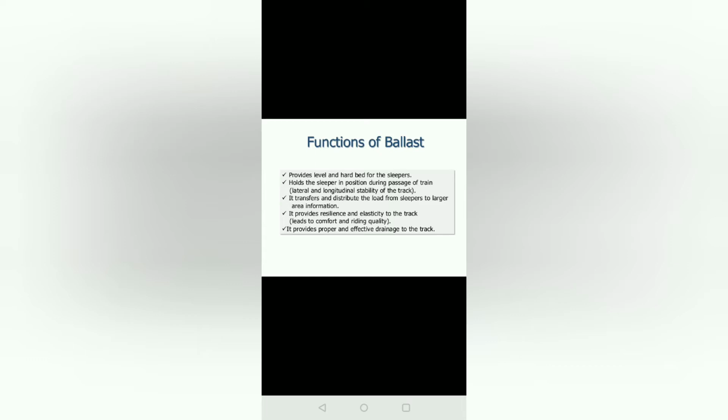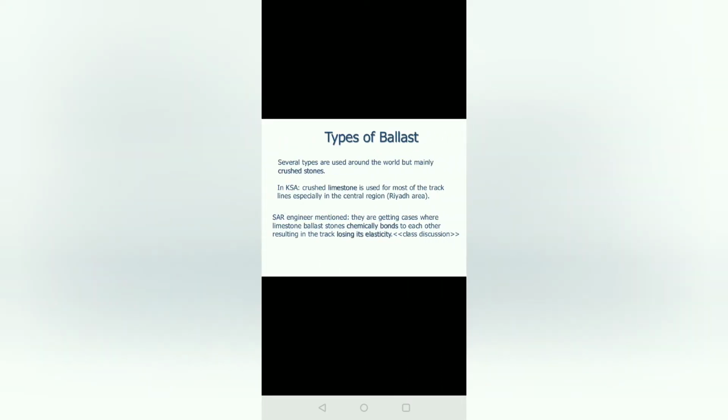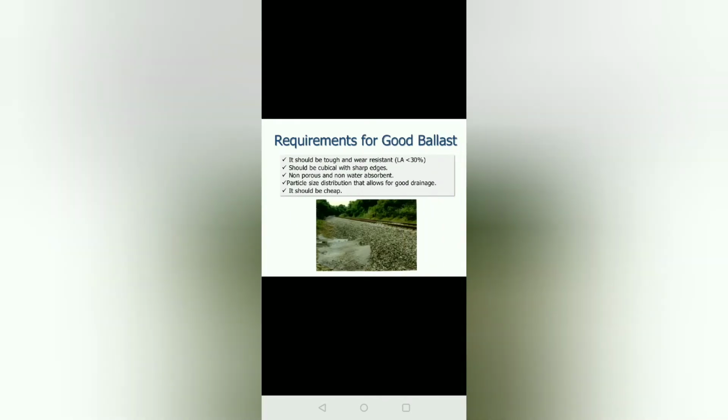Okay, so these are the functions of the ballast. And now, requirements of a good ballast. A good ballast should be hard, so that it does not get crushed under the moving load, and it should offer resistance to abrasion and weathering. It should be non-porous and should not absorb water. It should allow good drainage of water.